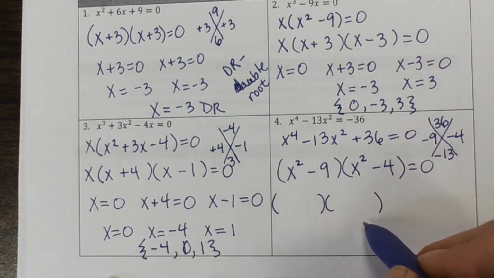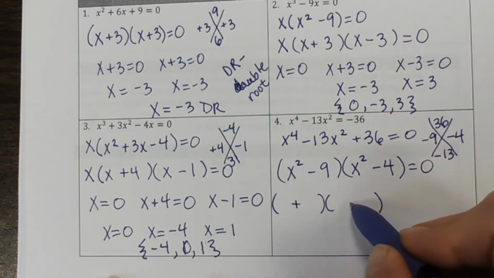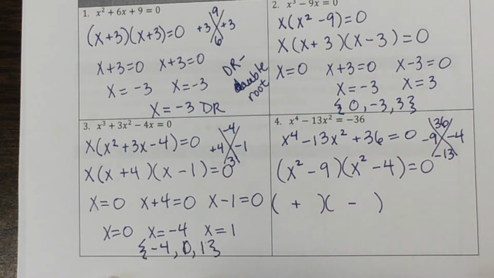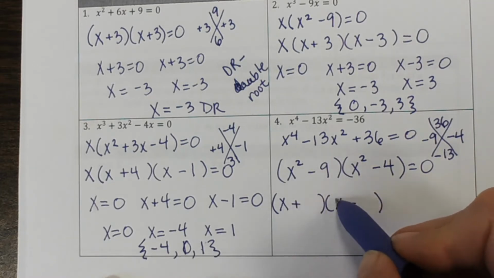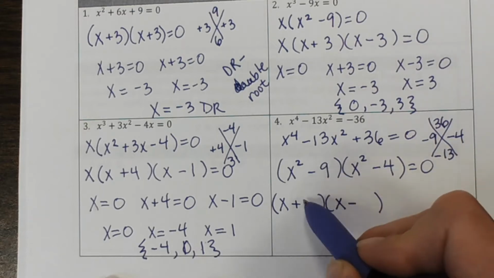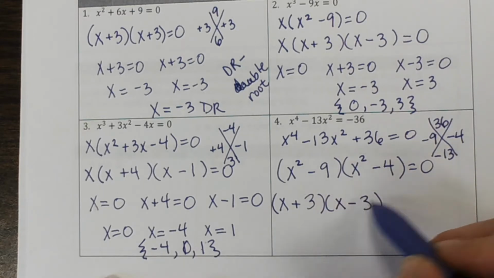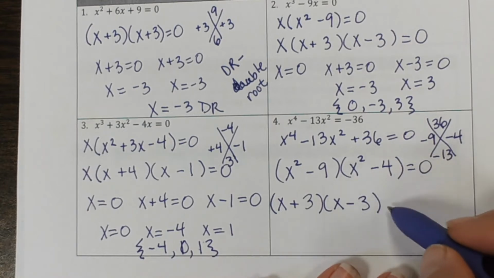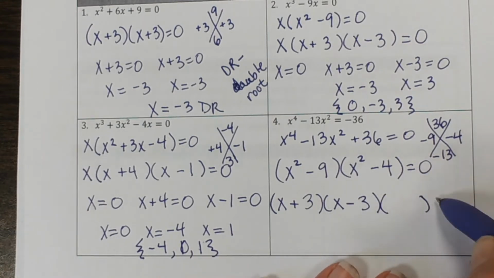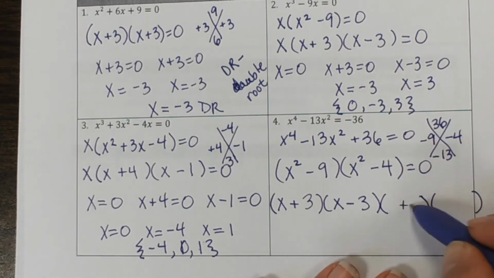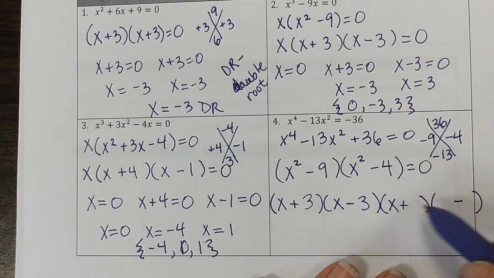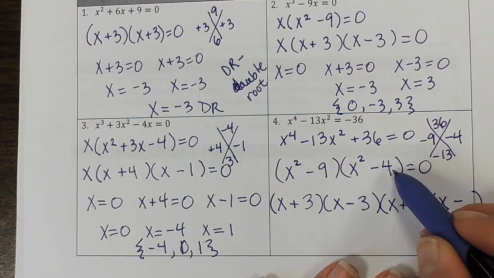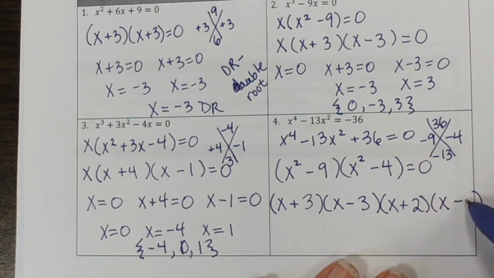So there's my two parentheses with a plus and a minus for my x squared minus 9. I know the only way to get x squared, we would multiply x times x. The square root of 9 is 3 and 3. Then we're going to do the same pattern for our x squared minus 4. We have our plus and our minus. Square root of x squared is x and x. The square root of 4 is 2 and 2, and we're still equal to 0.